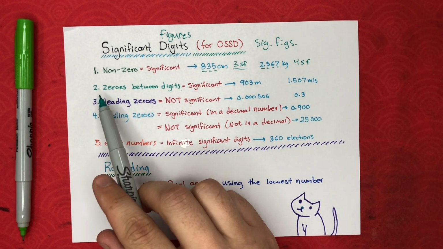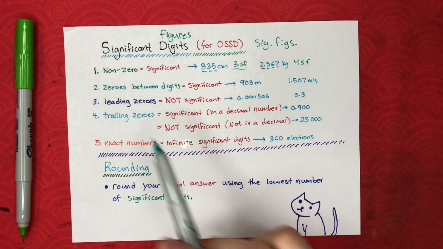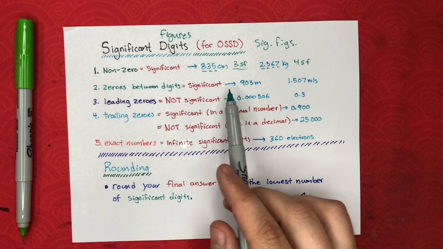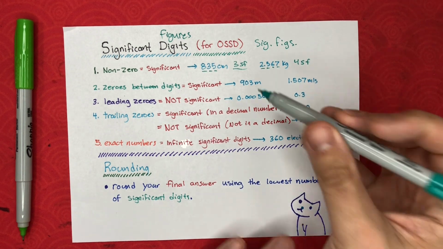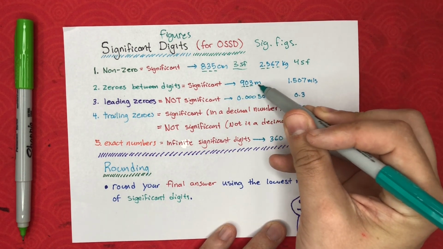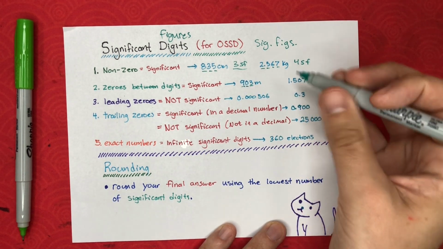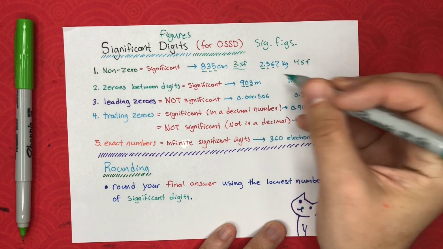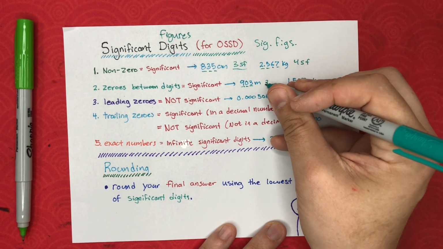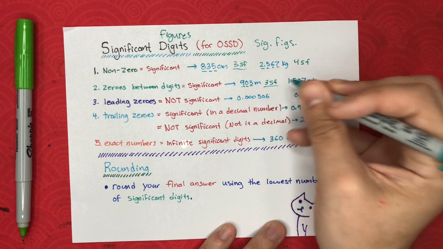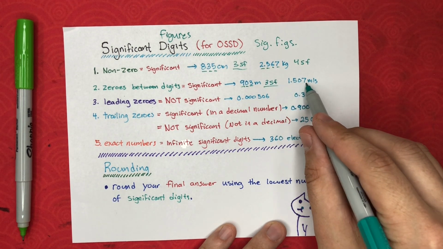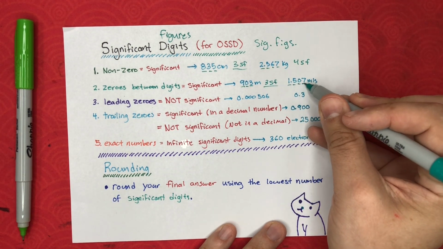The next significant figure rule is the zeros between digits rule. So any zero that's between 2 digits is significant. For example, 903 meters. This zero is significant because it's between 2 significant figures. So we have 3 sig figs. This number over here, 1.507 meters per second, has 1, 2, 3, 4 sig figs.